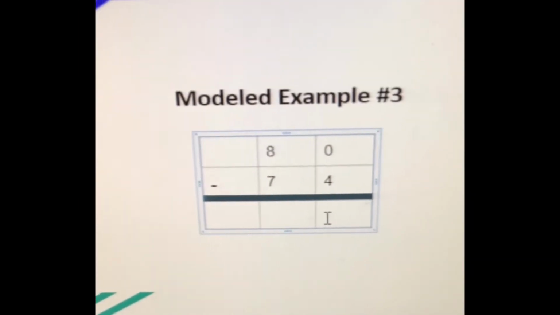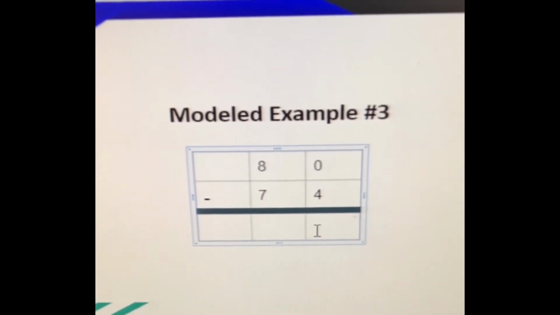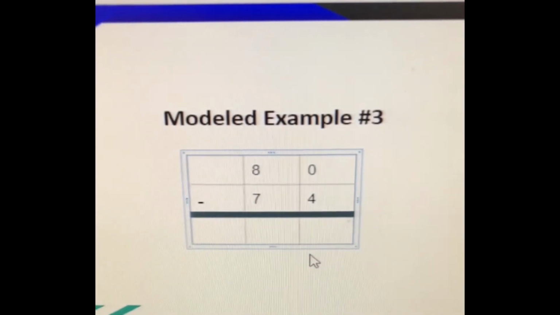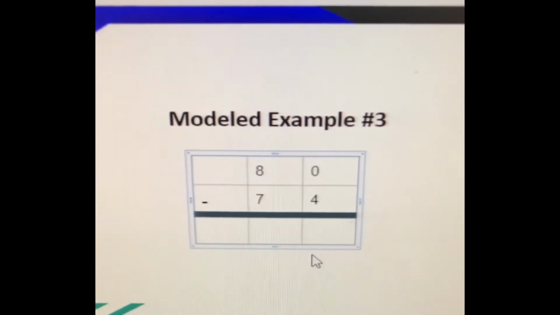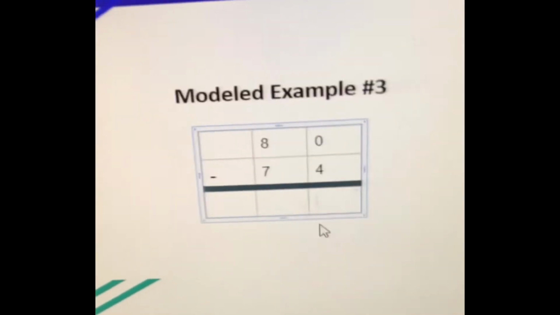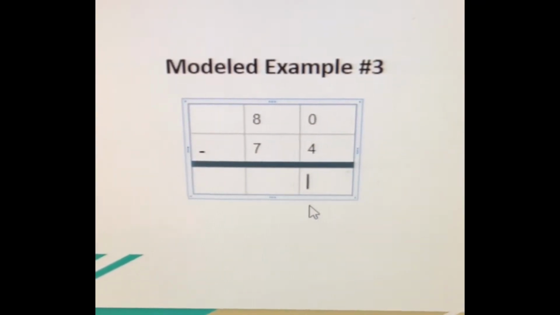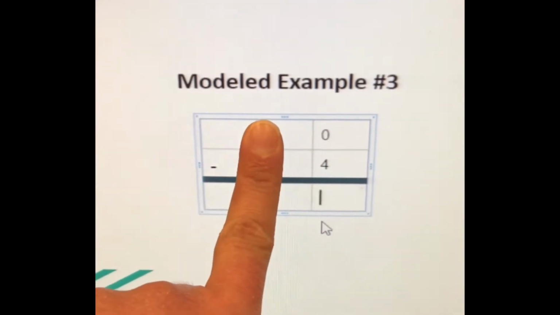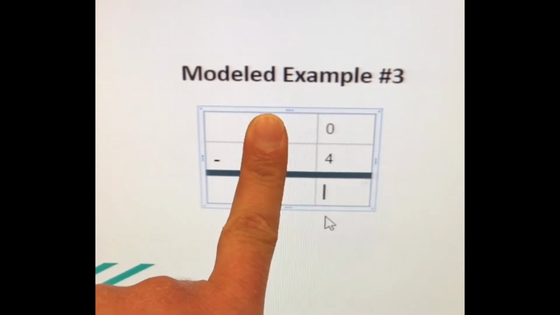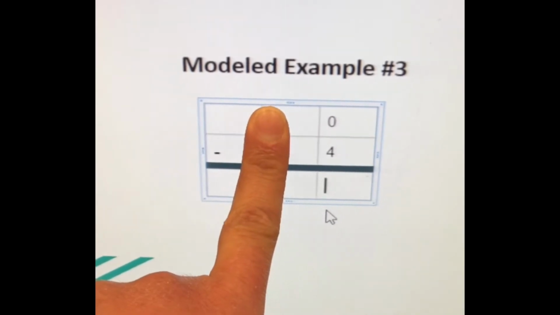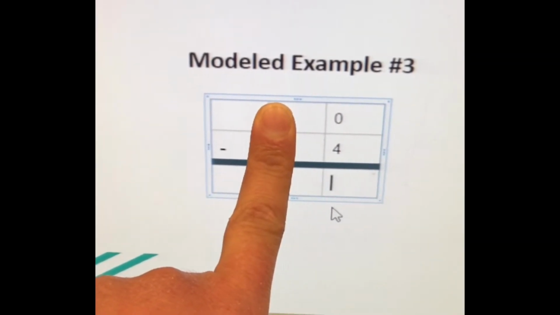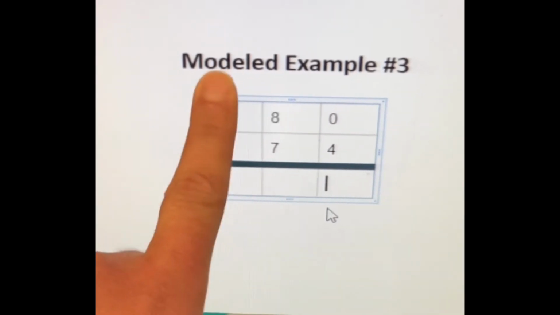Alright, example number 3 now. 80 minus 74. Remember, before we do any subtraction, the first step is we have to check whether regrouping is needed or not. We regroup when the bottom number in the subtraction problem is bigger than the top number. So looking at the ones place, 4 is bigger than 0. We can't start out with 0 and take 4 away. We can't have nothing and take 4 away. So we are going to need to regroup.